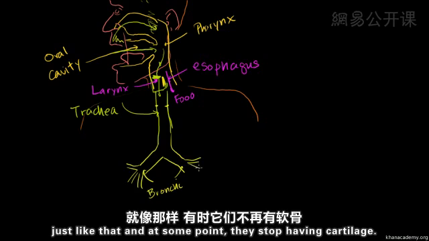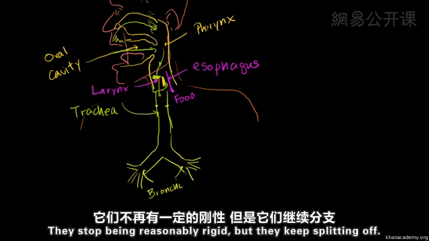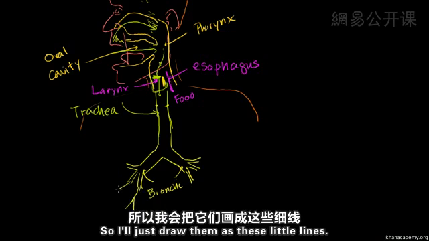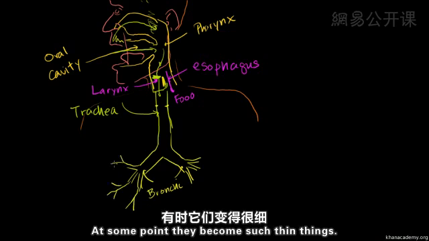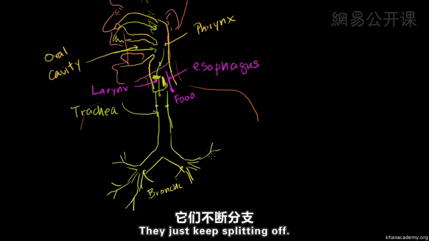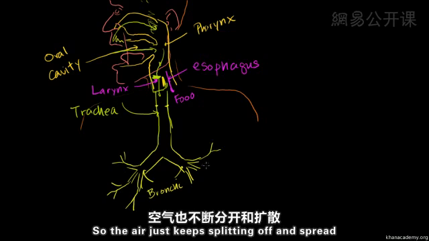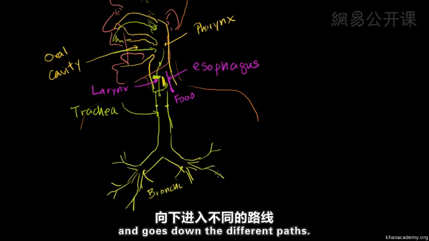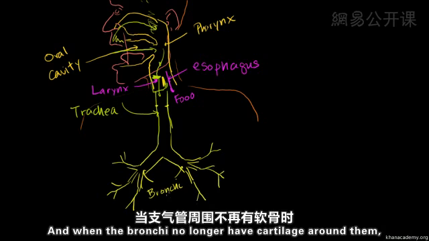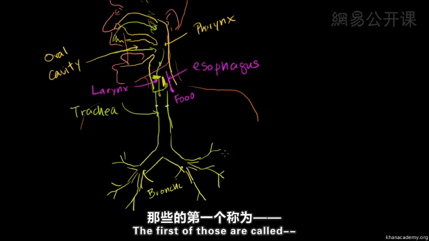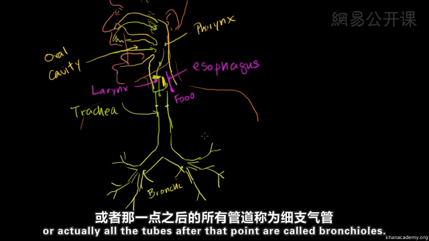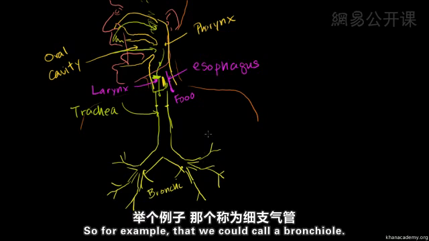And at some point, they stop having cartilage, so they stop being reasonably rigid. But they keep splitting off. So I'll just draw them as these little lines at some point. They become such thin things. They just keep splitting off. So the air just keeps splitting off and spreads and goes down to the different parts. And when the bronchi no longer have cartilage around them, they're no longer rigid. All of the tubes after that point are called bronchioles. These are bronchioles. So for example, that we could call a bronchiole.